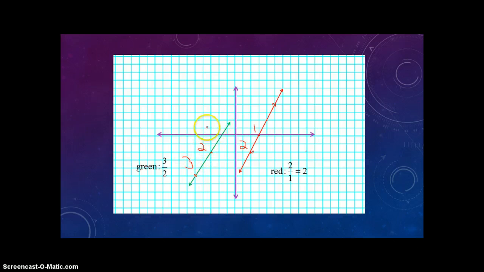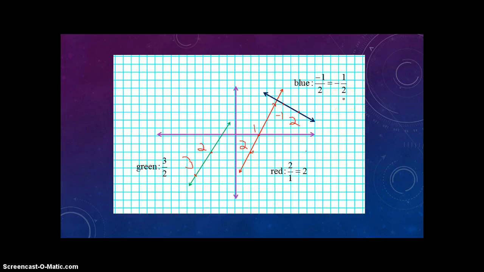And I got one more I want to look at, and that's this blue line. Looks like I got a couple good points here and here. All right, that vertical change is negative 1, right? I'm going down 1, and then forward positive 2. That's the horizontal. So for the blue line, that gives me a change of negative 1 over 2, which just simplifies to negative 1 over 2.